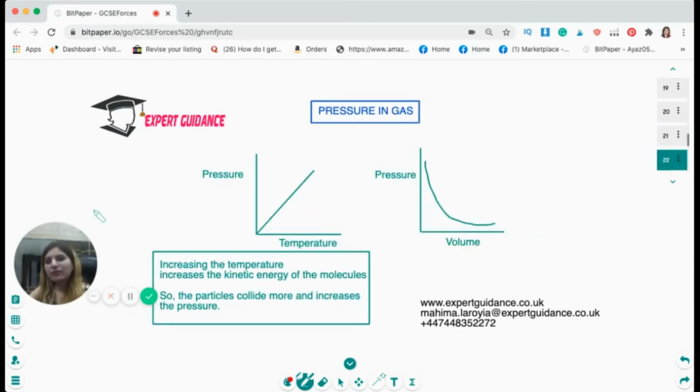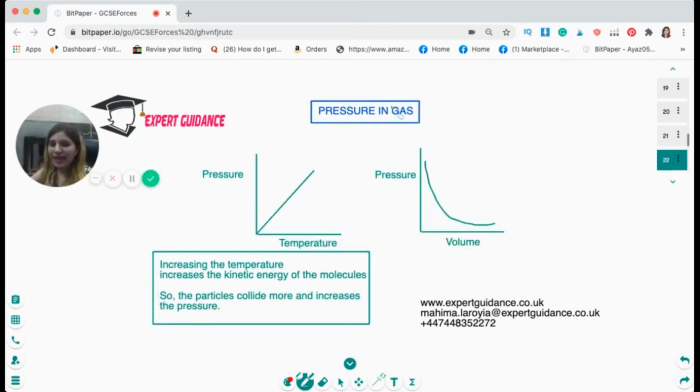Okay, now let's come to the last part, which is pressure in the gas. The pressure in the gas is dependent on temperature and volume. As we increase the temperature, the pressure increases, and that makes sense as well, because when you increase the temperature, the particles gain more kinetic energy, they collide more, and when they collide more, the pressure increases.